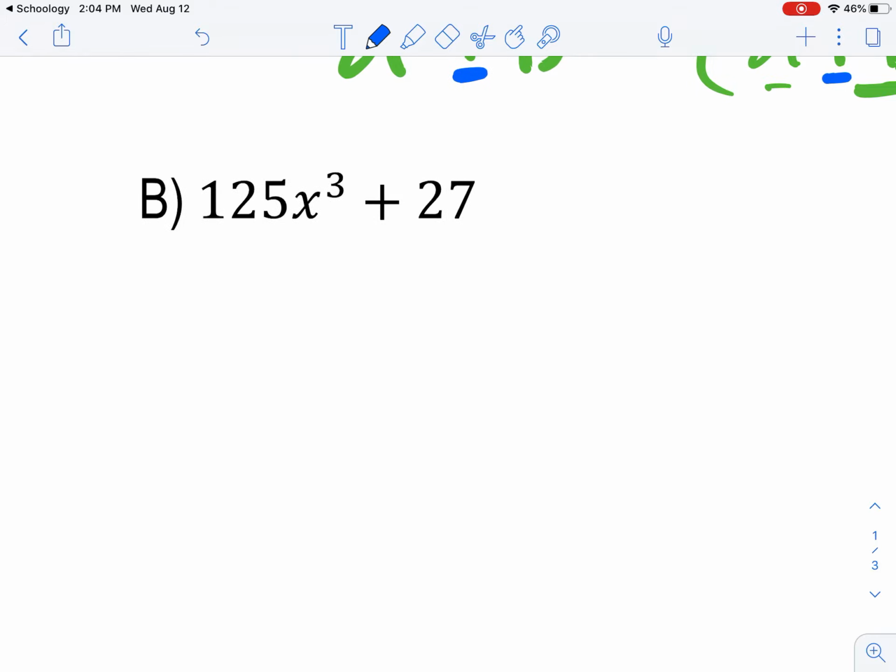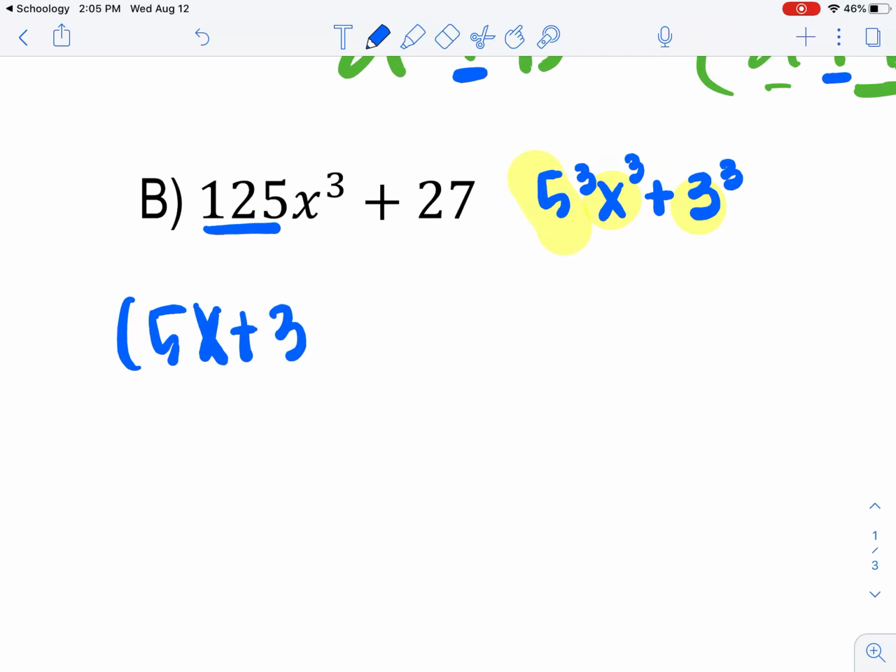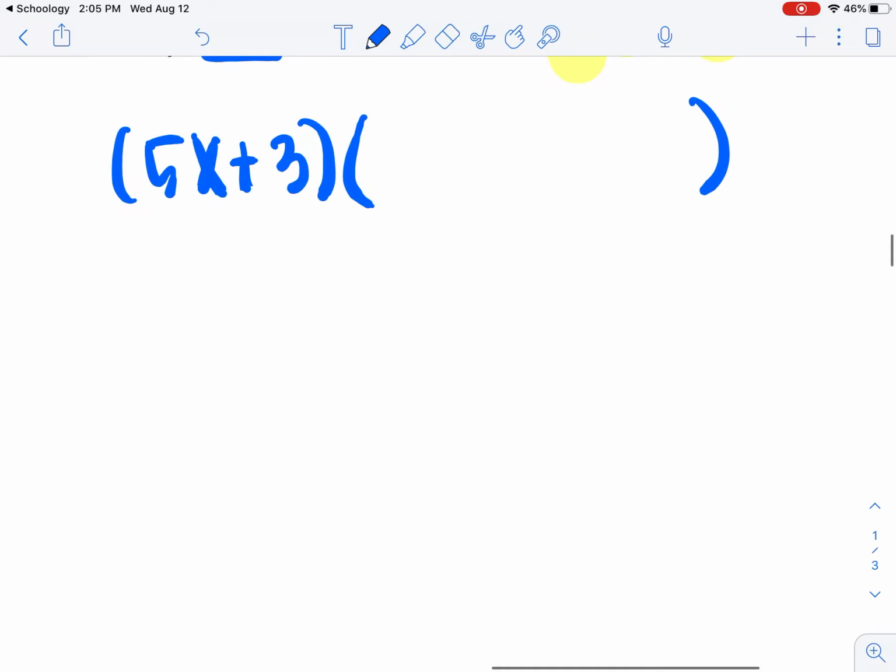All right, let's look at the next one here. This one, the 125 is not written as a cube, so we have to do that. That's 5 cubed. And we have x cubed plus 27 is not written as a cube. That's 3 cubed. All right, so remember, step number 1, copy the base. 5x plus 3. Now I need to get my trinomial. I don't need the original at all anymore.